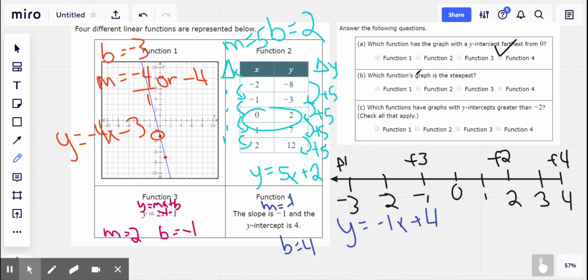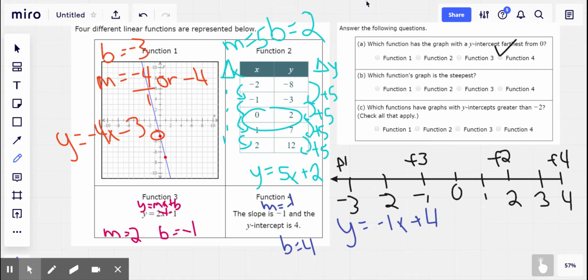Letter B, which function's graph is the steepest? Now, when you're talking about steepness, you're talking about which one is the closest to being vertical. Now, none of them are vertical lines, but which one is the closest to being vertical? So I went ahead and I took all these equations and I put them on Desmos. And I have 4 lines right here. I'm saying which one is the closest to being vertical.